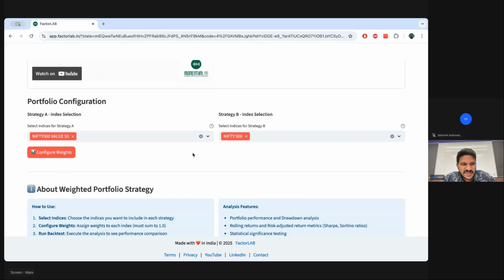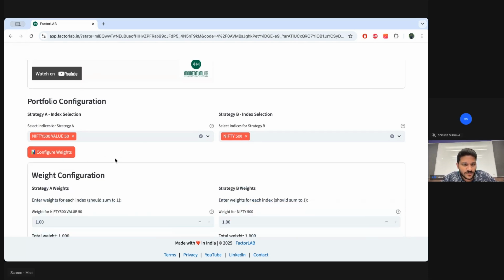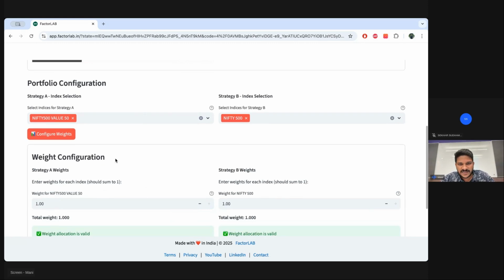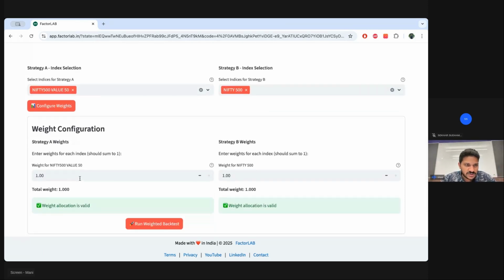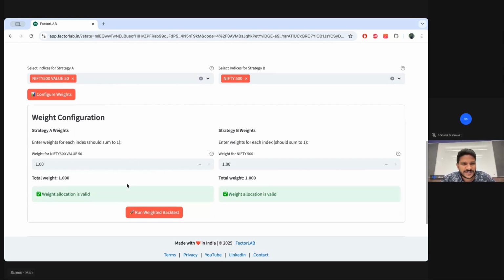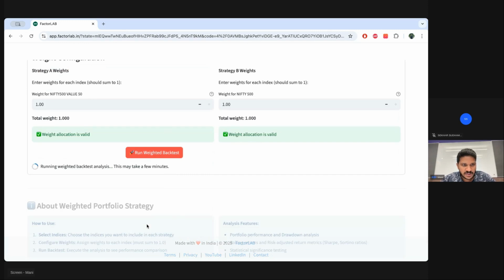Once you select these indices, you need to configure the weights. Here it's straightforward. You're just selecting one index versus another index, a factor index, which is value, versus its benchmark. So the weightage is going to be 1. If it's anything less than 1, you cannot proceed. So just make sure that if you're using multiple indices, they add up to 1. I'll also share an example of that to make sure that is clear. Once you have this, you click on Run Weighted Backtest.